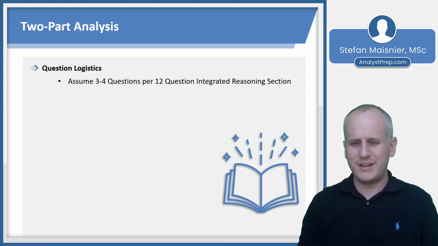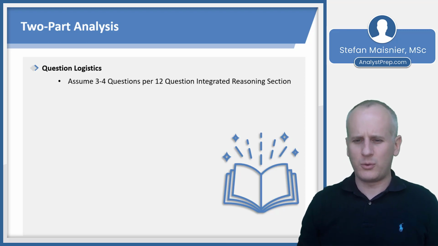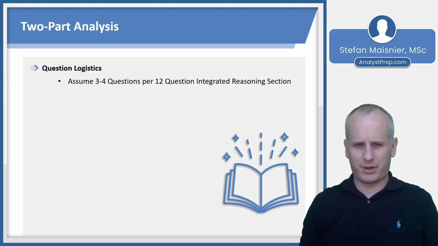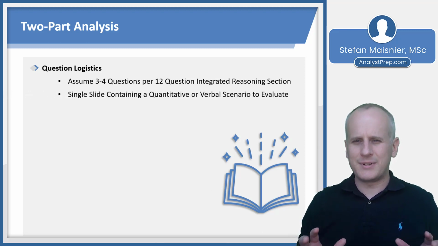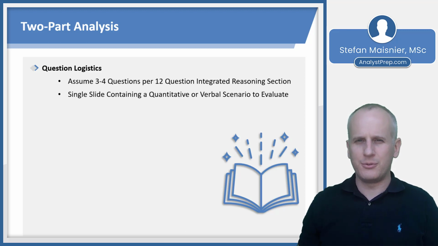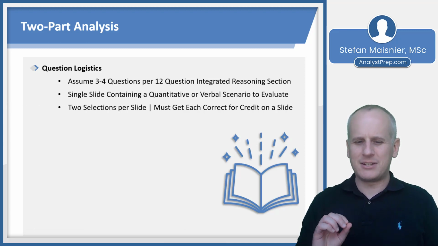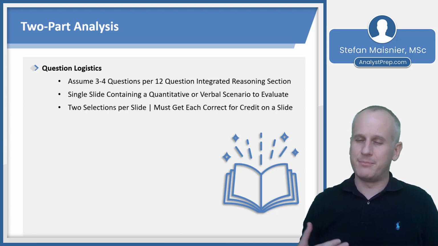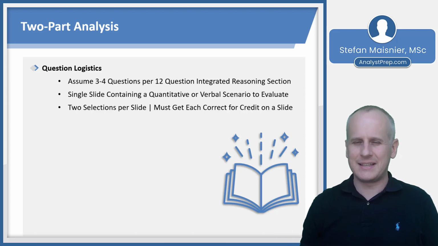First, you're going to assume that 3 to 4 of the 12 question integrated reasoning section problems are going to be 2-part analysis. And you're going to always have a single slide containing a quantitative or verbal scenario to evaluate when you're working with a 2-part analysis question type. You're going to always have to make 2 selections per slide, hence the term 2-part analysis, and as is the case with every integrated reasoning style question, you have to get both parts correct for credit on that slide.